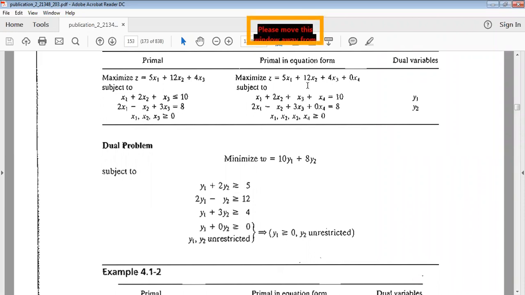Next, this is y1 plus 3y2, y1 plus 3y2 greater than 4. Next, lastly, this is y1 plus 0y2, but this is actually s1 in our sense. This is y1 plus 0y2 greater than 0. So y1 is nothing but greater than 0.